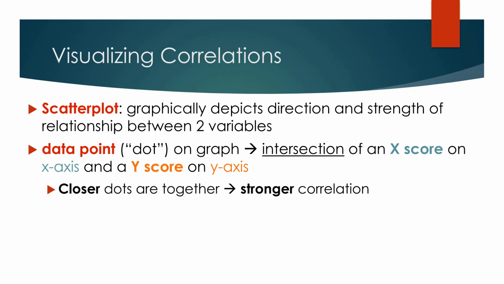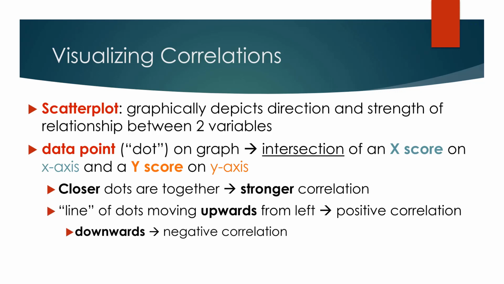Now, it's the shape of the data points that tells you about the relationship. The closer the dots are together, the stronger the correlation. The further they are from each other, the weaker. A second thing you can look at in the shape is if the dots look like they're grouping up in a linear fashion, kind of like a line. If you see that the dots seem to be moving in a line going upwards from the left, then that indicates a positive correlation. If it looks like the line is going downwards from the left, then that indicates a negative correlation.